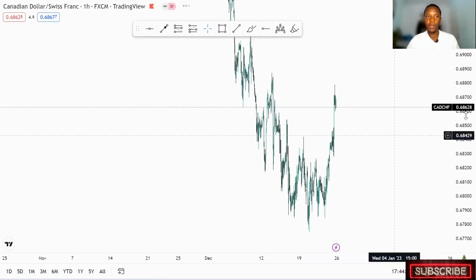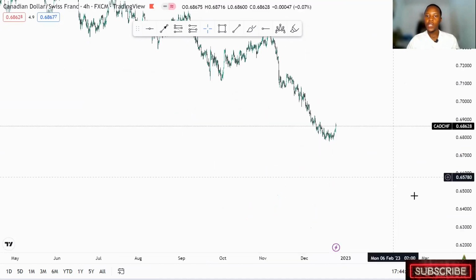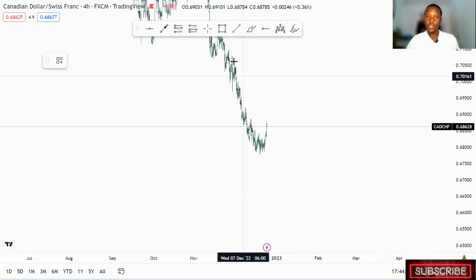So it's CAD Swiss basically. If we're going to start on the 4 hour time frame, on CAD Swiss, guys, we have a similar structure. As you can see, we can drag it all the way, right? But we don't have to.